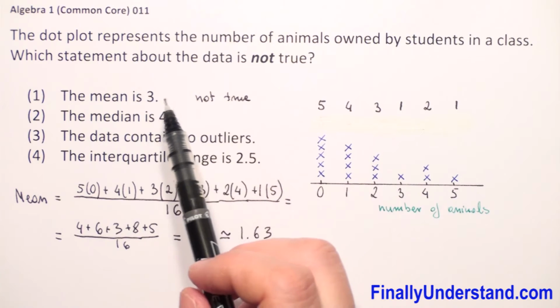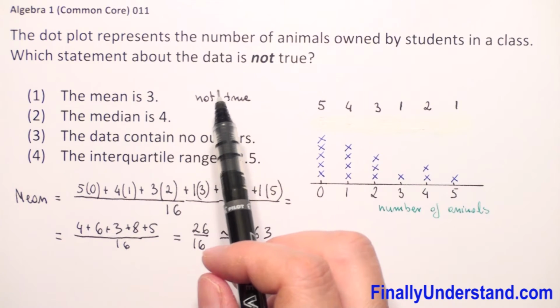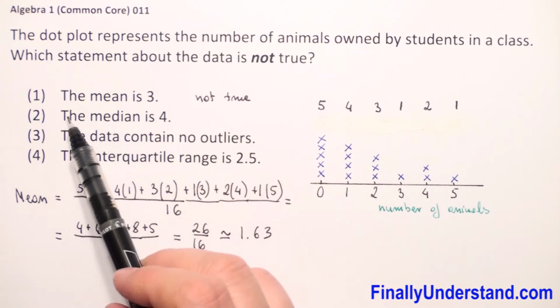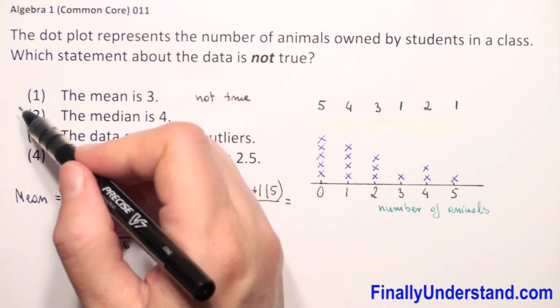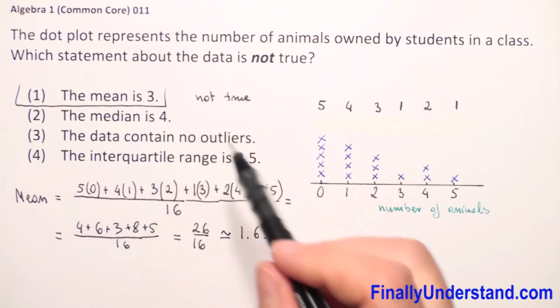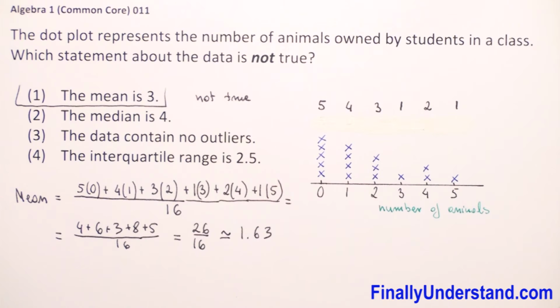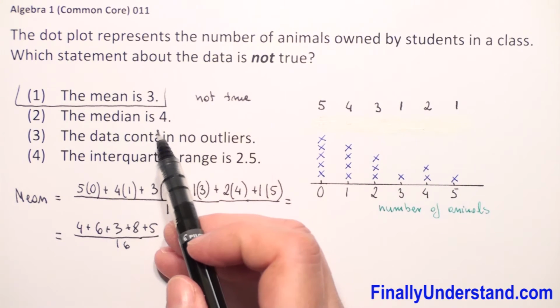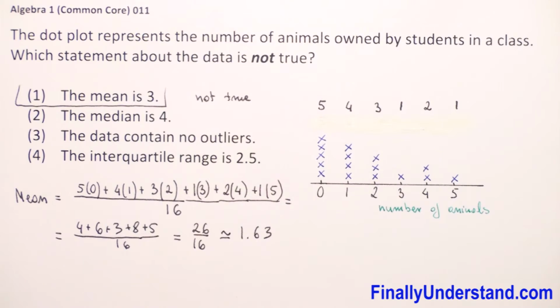And we have to find the statement about the data that is not true. So that statement will be our solution. But let's check the rest of the statements. Next we have the median is 4. Let me remind you, what is the median? The median is the middle of the sorted list of numbers. So first we have to place the numbers in value order and find the middle.